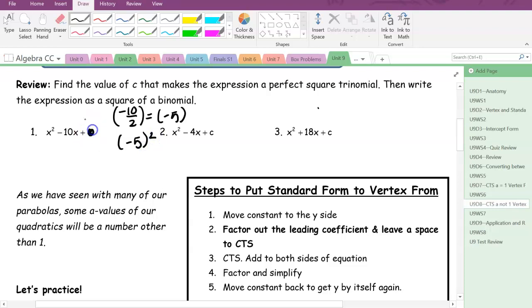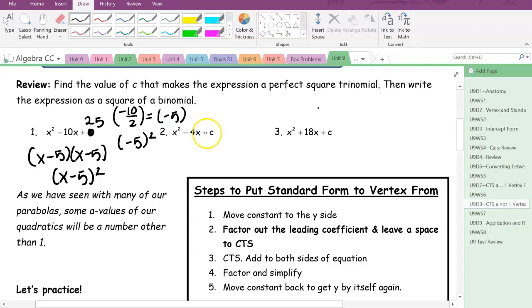So that makes a 25. And we are multiplying to 25, adding to negative 10. And that is a negative 5 and a negative 5, which makes x minus 5 squared.